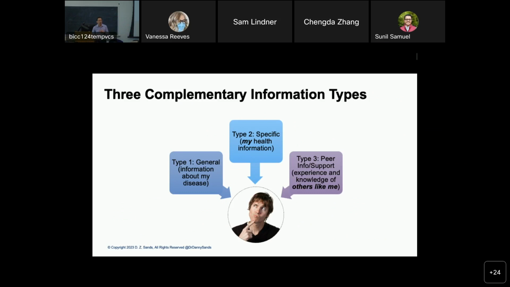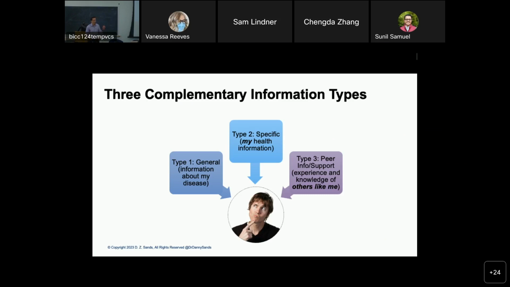Type 2 information is information about my disease. I want to know what's going on with my diabetes. What's my hemoglobin A1C? Am I having protein in my urine? What are doctors saying about me? This is my record information, okay? So that's what that is.